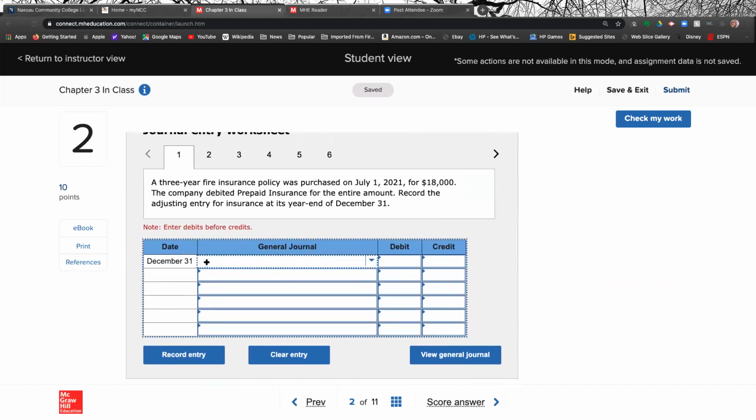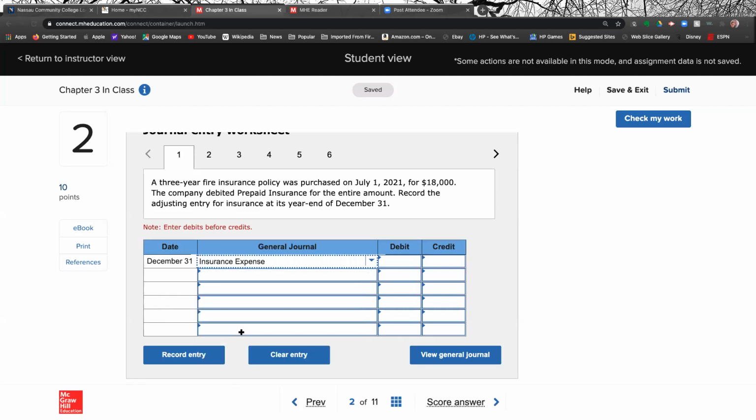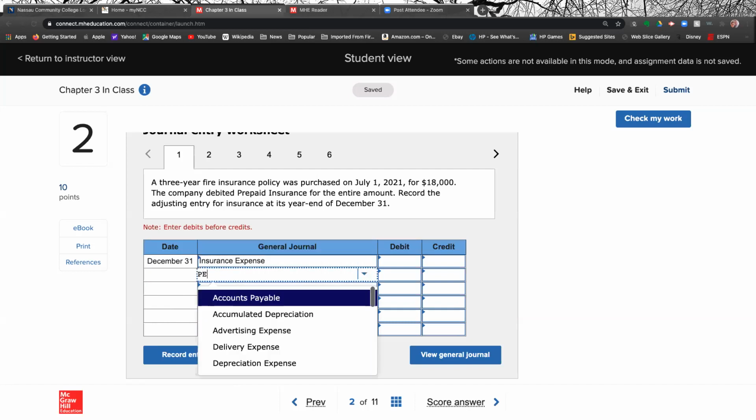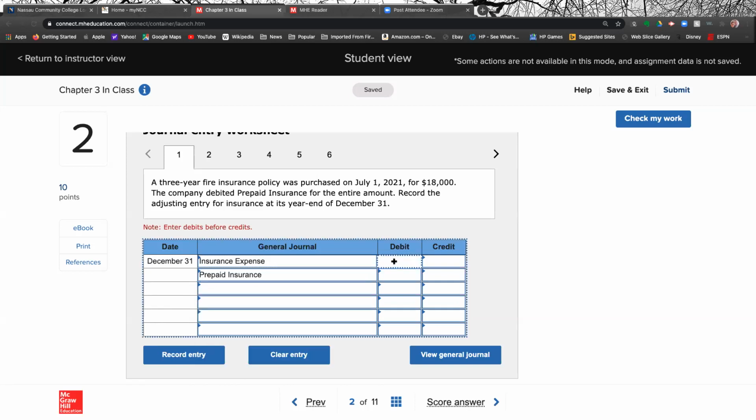A 3-year policy was purchased on July 1 for $18,000. The company debited prepaid insurance for the entire amount. Record the adjusting entry for insurance at its year-end, December 31st. Okay. So the adjusting entry will be a debit to insurance expense and a credit to prepaid insurance. Now, let's figure the amount.